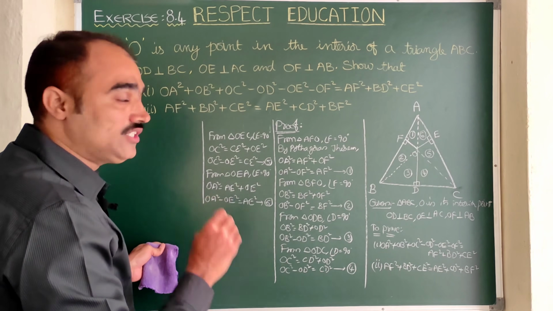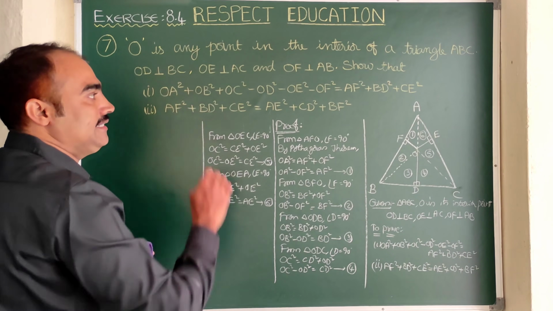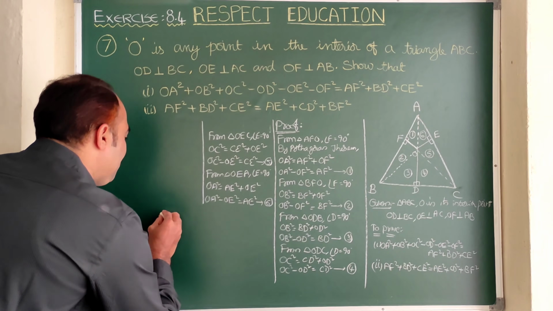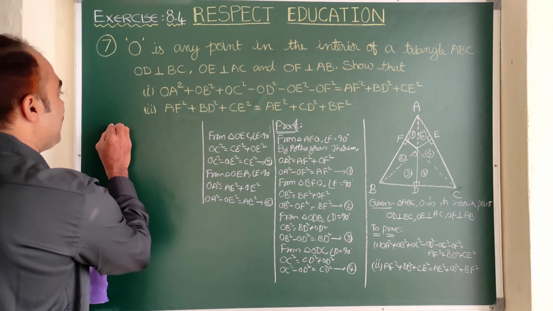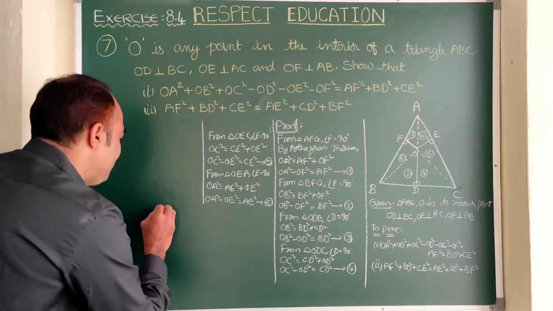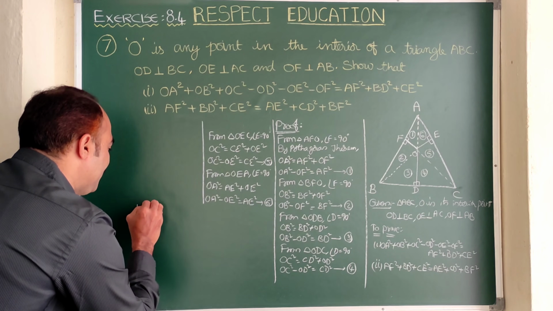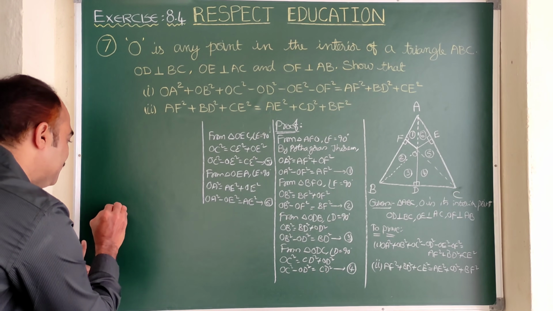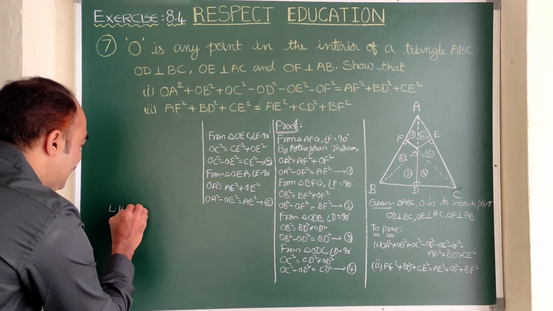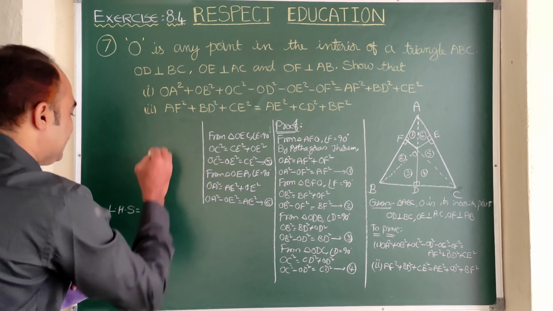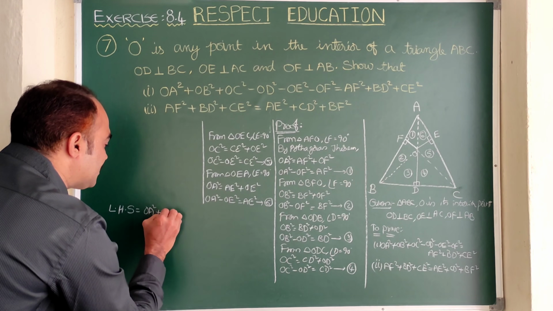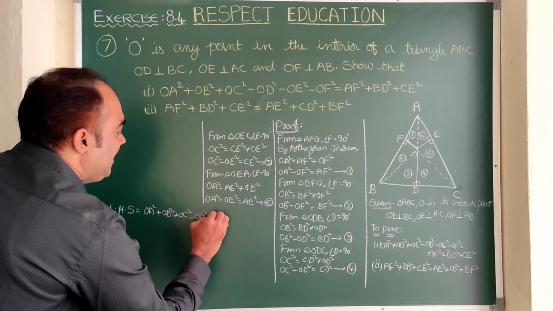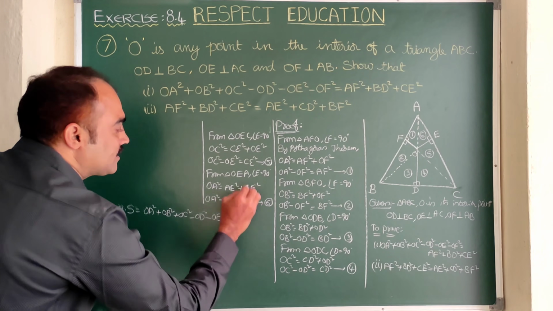Now onwards, what is to be done? Now let us consider the LHS. This is the time we need to enter the LHS. So I am writing it a little bit back so that there is space. So LHS is equal to OA square plus OB square plus OC square minus OD square minus OE square minus OF square.